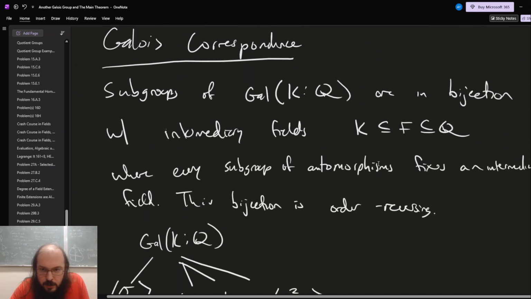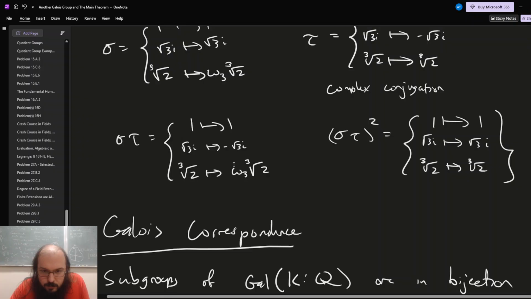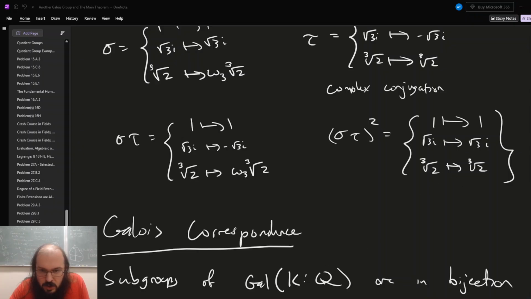And did we work out the fixed field of sigma tau? We did not. The question is, what is the fixed field of these things? Okay, well, sigma tau squared is the identity. So the question is, what's the fixed field of sigma tau? I didn't work this out in advance. This was a little bit of a mistake on my part, but that's okay. We can just think about this a little bit.